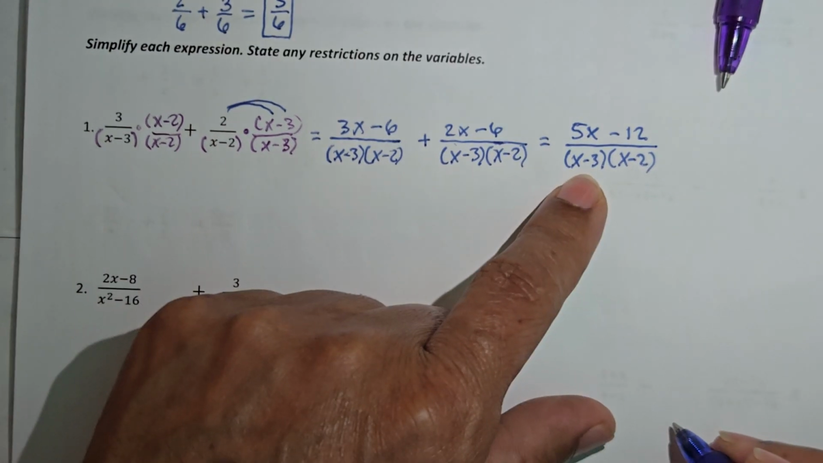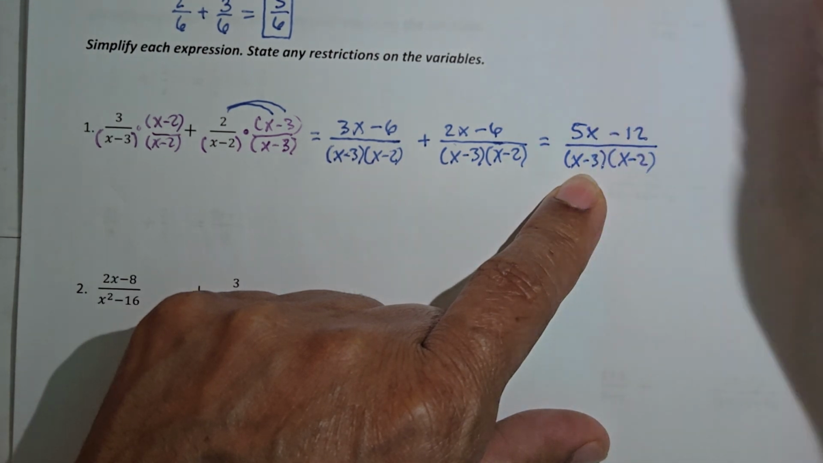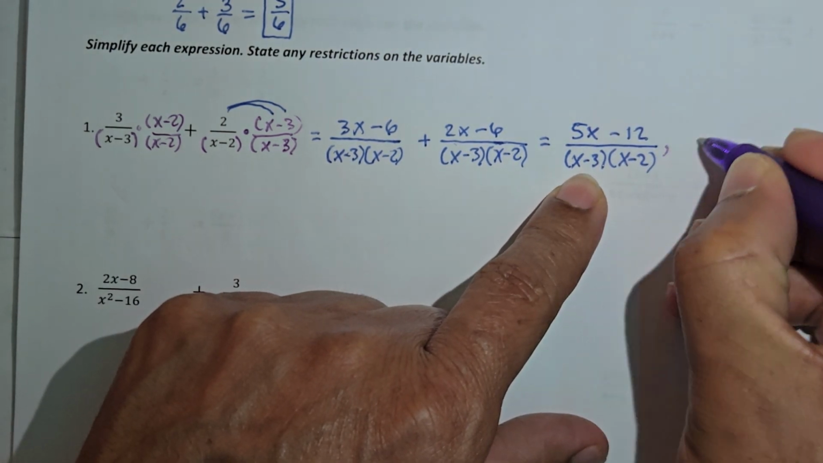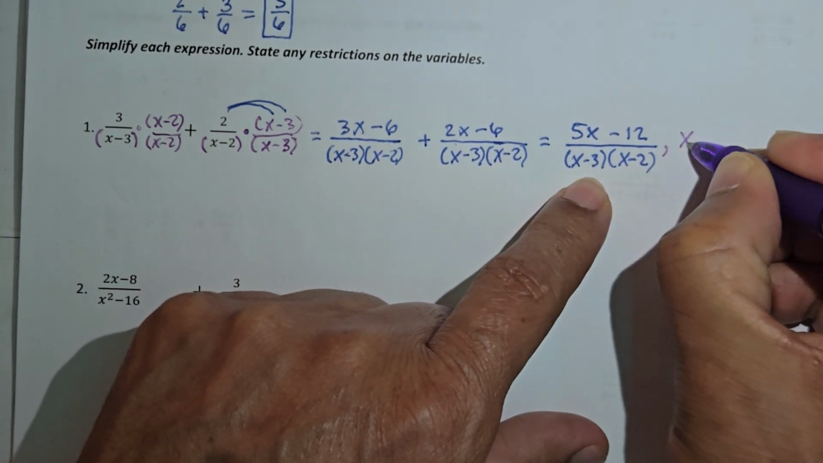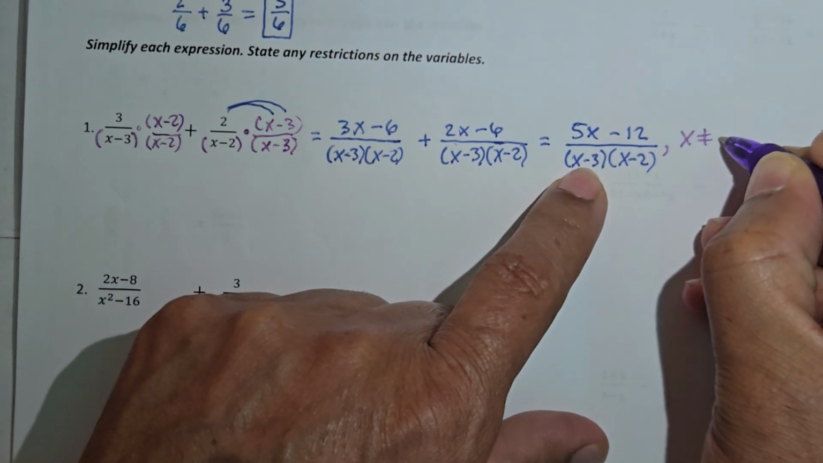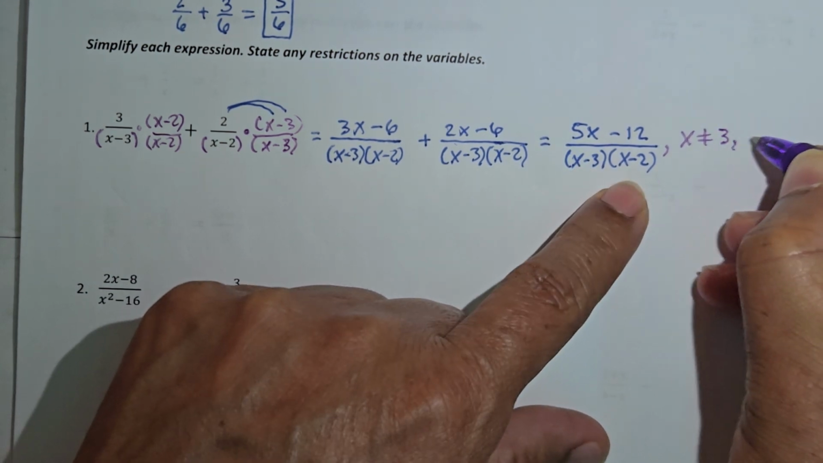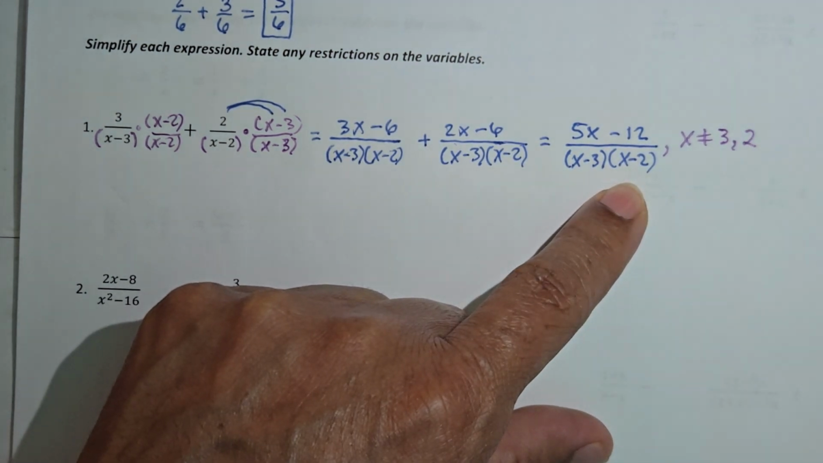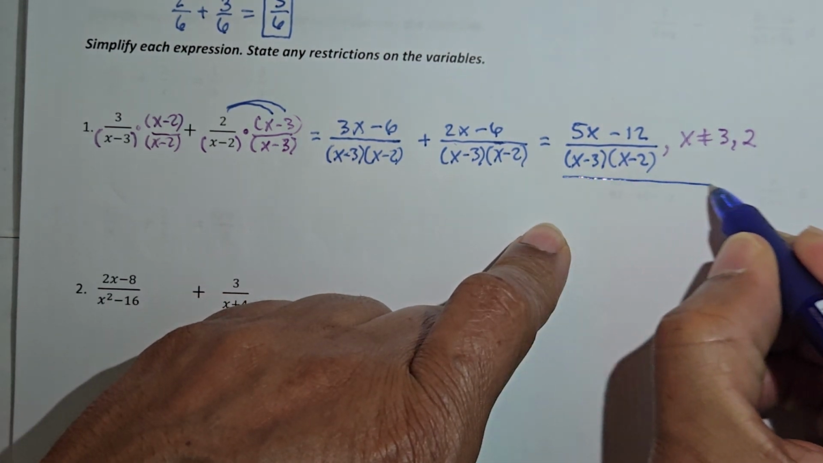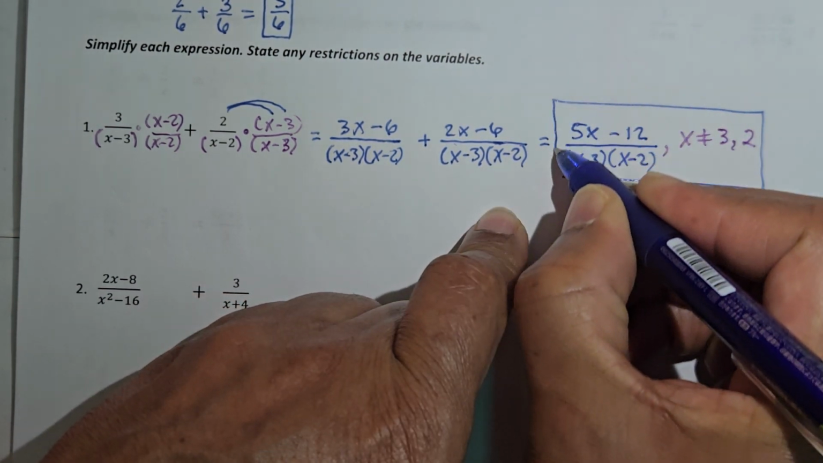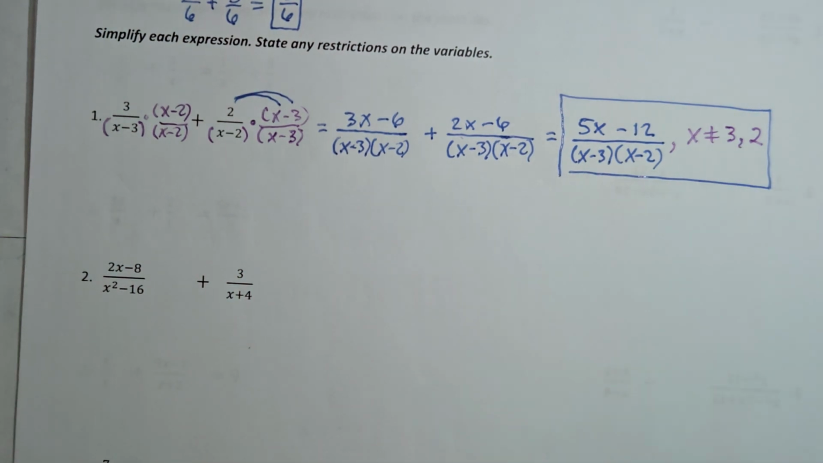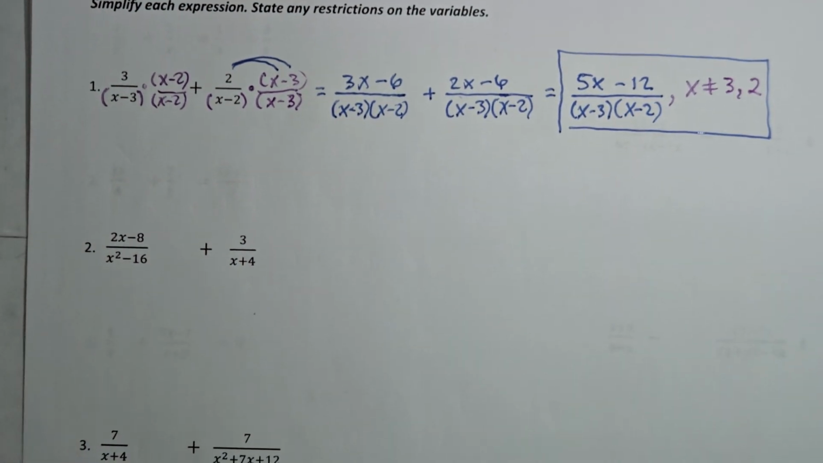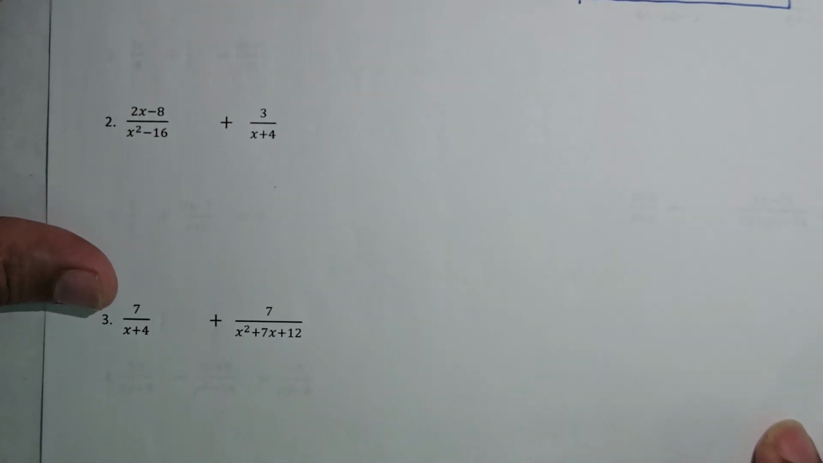Since we have a variable in the denominator, only x, let's restrict the values of x, which means x cannot be equal to positive 3 for this one, and positive 2 for this one. So this is the answer to the sum of these two rational expressions along with the restrictions. Okay, let's move on to the next example.